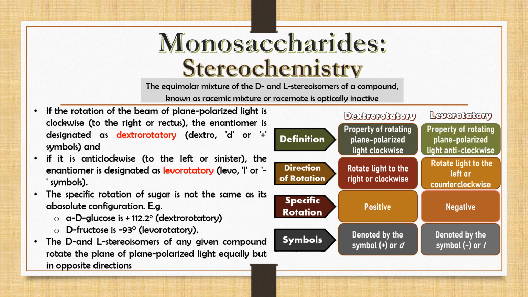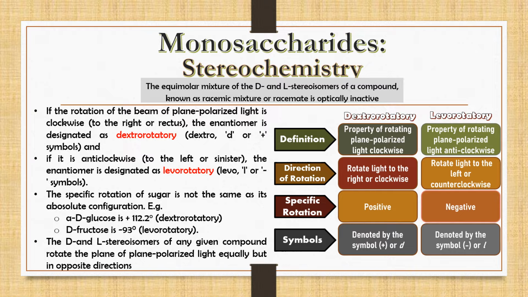So such compounds are called enantiomers of one another. So you then have the dextro enantiomer and the levo enantiomer. The dextrorotatory enantiomer will rotate plane polarized light clockwise, while the levorotatory enantiomer will rotate plane polarized light anti-clockwise or counterclockwise.